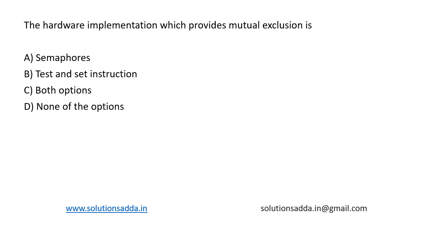Mutual exclusion is a property of process synchronization which states that no two processes can exist in the critical section at a given point of time. So this is what critical section means. Now going by the options, option B, test and set instruction, is definitely a hardware implementation.